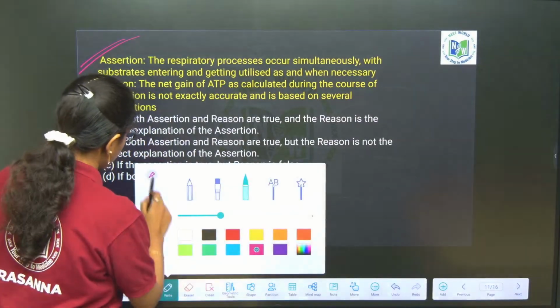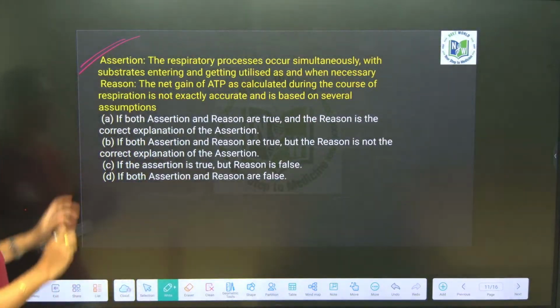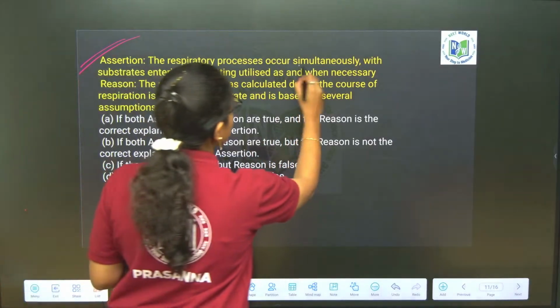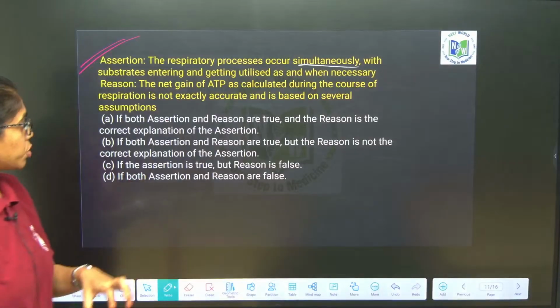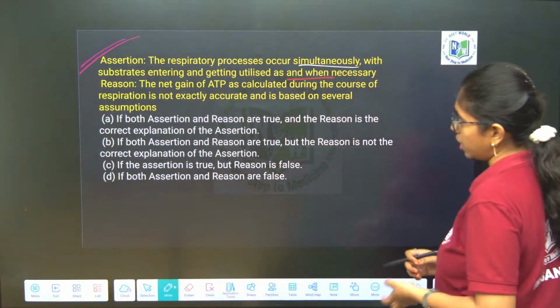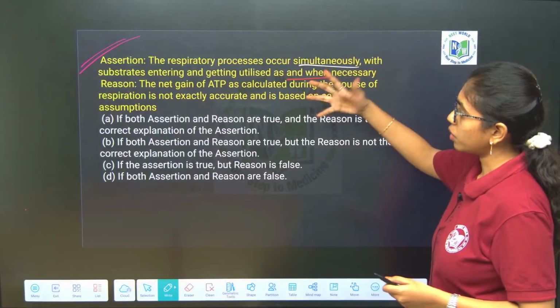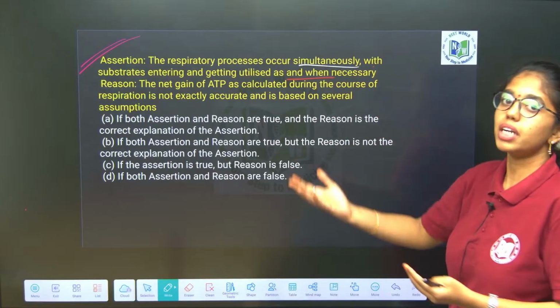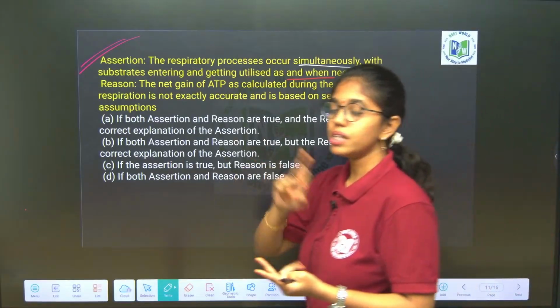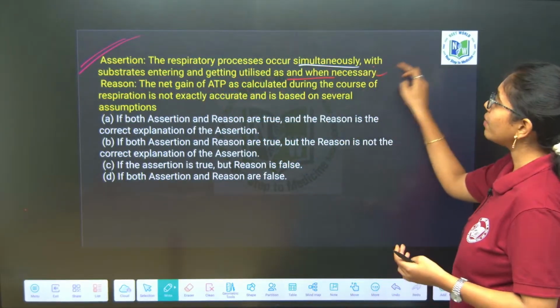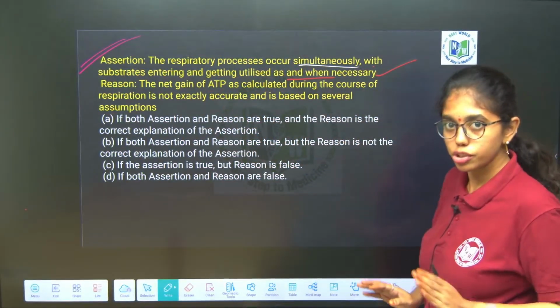Assertion and reason, here you see an assertion and reason type of question. The respiratory processes occur simultaneously with substrates entering and getting utilized as and when necessary. So, this is correct only. The respiratory processes occur simultaneously, with different substrates, fats, proteins, carbohydrates, entering and being utilized whenever they are necessary. So, here the assertion is true only.